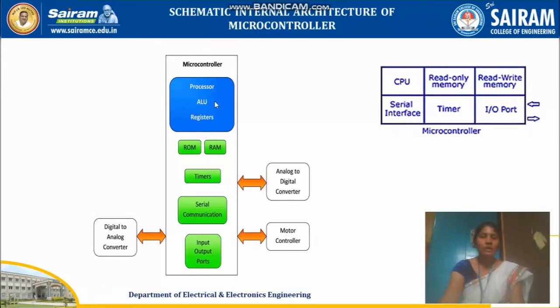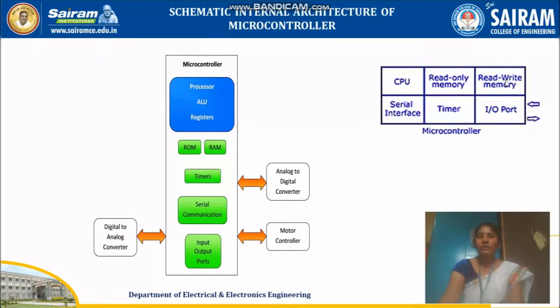Once the processing is done in this microcontroller, it will give output in the form of digital, which cannot be understood by us. So we need a digital to analog converter. We are going to use one digital to analog converter, so that the output is analog, which will be understandable to the human. So it is the general block.